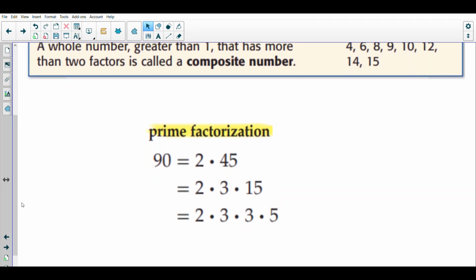By prime factorization, we can break up 90 into all prime numbers, a multiplication of all prime numbers. So 2 times 45. And then 45 can be broken into 3 times 15. And then 15 can be broken into 3 times 5. So we end up with 2 times 3 times 3 times 5. So that's what we're going to be looking at doing in today's lesson. But when we talk about monomials, we're also going to be adding in variables.